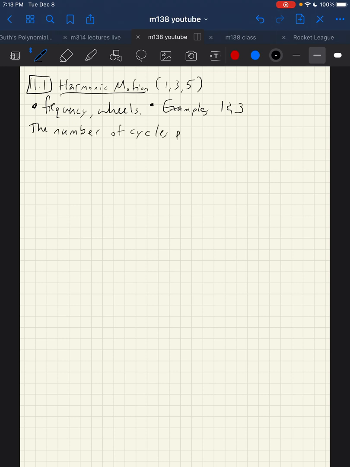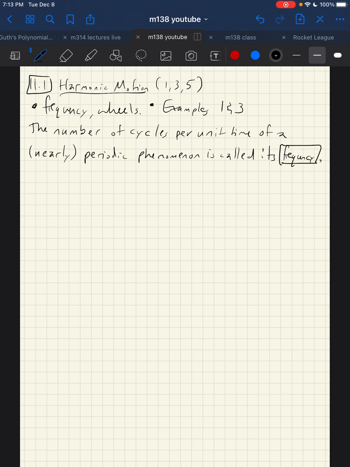well, cycles per unit time of a nearly periodic phenomenon is called its frequency, which should make sense. It's how frequently something happens, so it's its frequency. We use hertz, abbreviated Hz, to count cycles per second.